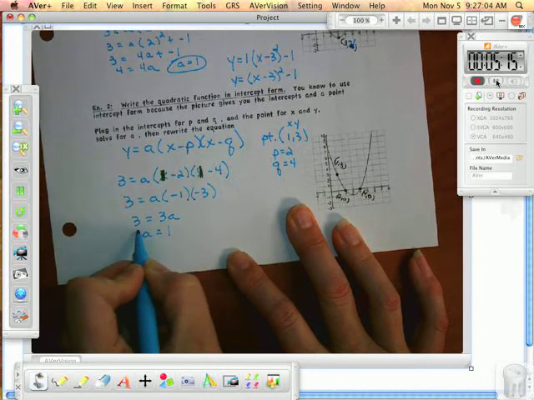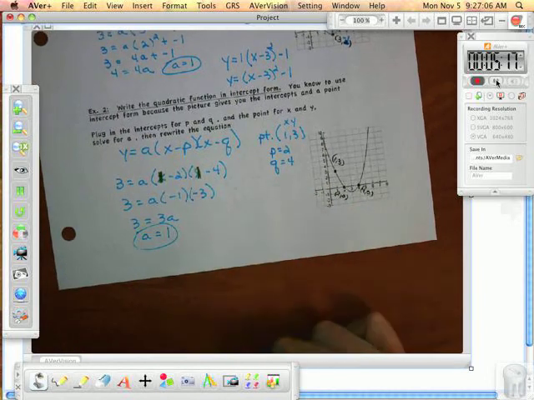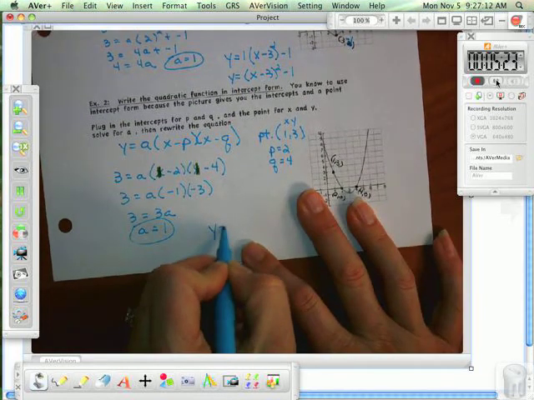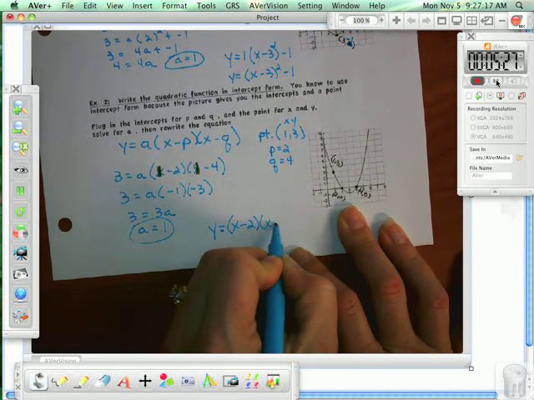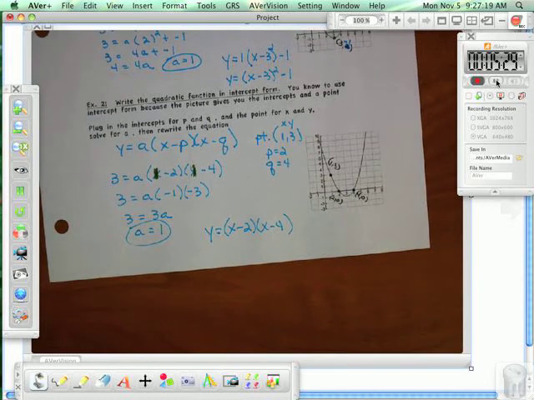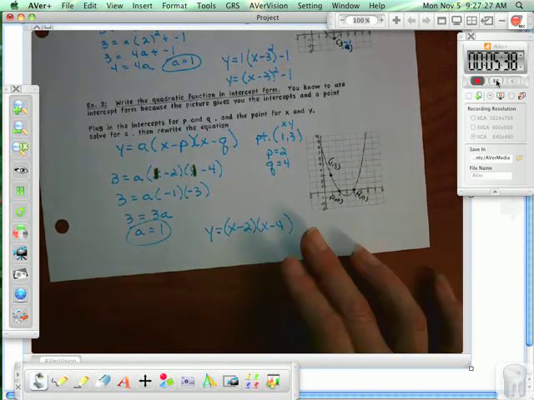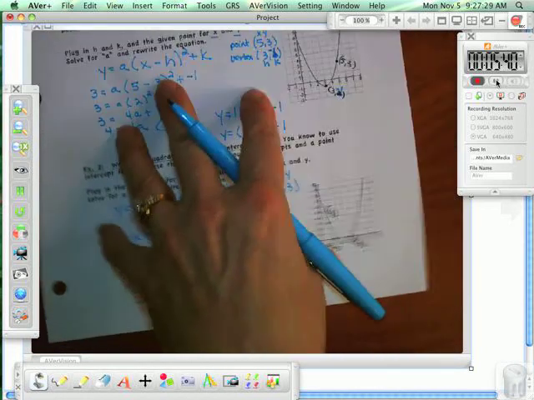And now I can actually write the equation. y equals (x minus 2)(x minus 4). That's it. Doable? So this is kind of the first type of thing you'll be doing in practicing. Okay? Oh, this one's so much fun. Are you ready?